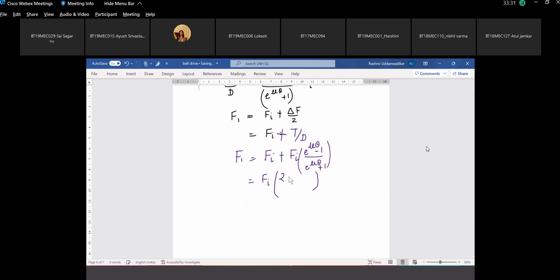This is 2 times e raised to mu theta upon e raised to mu theta plus 1. Correct. Similarly, can you tell me what is F2? F2 is Fi minus del F by 2. So if this is replaced by minus, what will be this term F2?